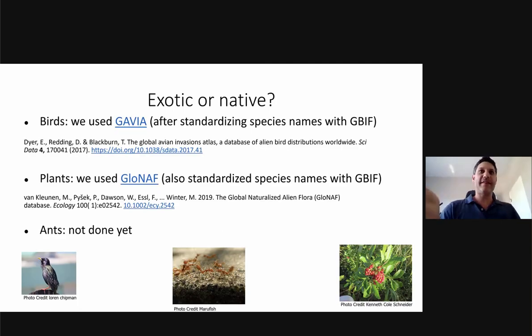So once we have our species lists, we need to determine what's exotic and what's native. For birds, we use the GAVIA database, which is the Global Avian Invasion Atlas. So we were able to figure out which of the species that we pulled from GBIF are considered exotic in a given area. For plants, we use GloNAF. And the same thing, we were able to figure out which observations we pulled from GBIF were considered exotic according to GloNAF. And we don't have that information for ants yet.